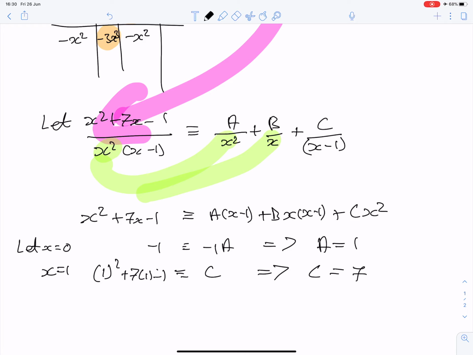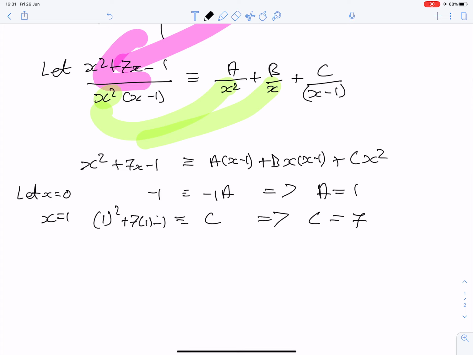Now we need to look at coefficients of something. So let's take coefficients of x squared, such that we get 1 is equal to B, coming from here. It's x squared times x is x squared, and then multiplied by B, so we get B, and then from here we've got C, so B plus C. C equals 7, so 1 equals B plus 7, so B equals negative 6.